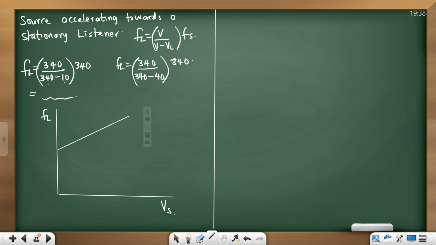What did you get? Is your graph like that? Why not? No, the source is accelerating. You didn't read. The source is the one moving now. So my graph should be like that. Let me know if you got it. Thumbs up, thumbs down.